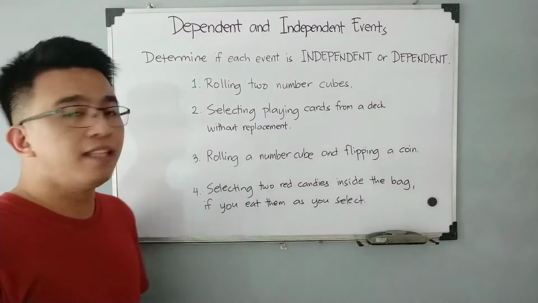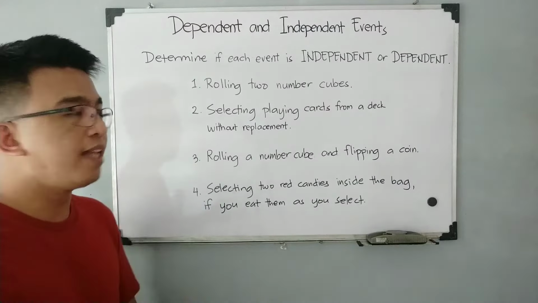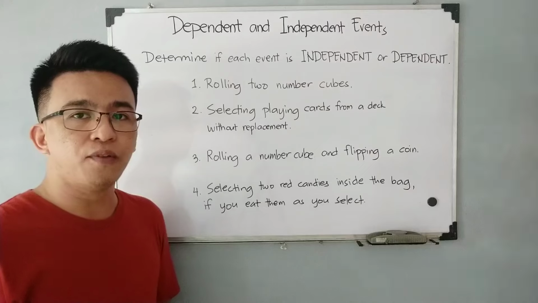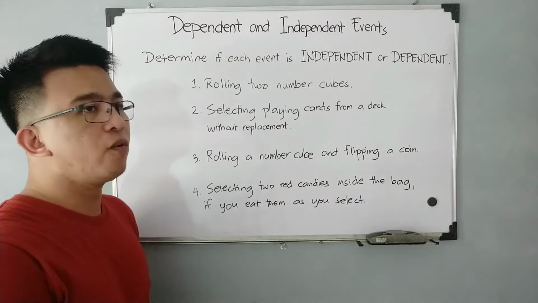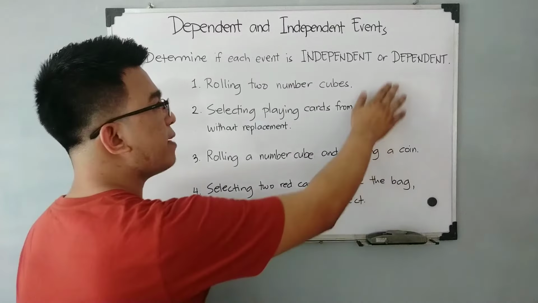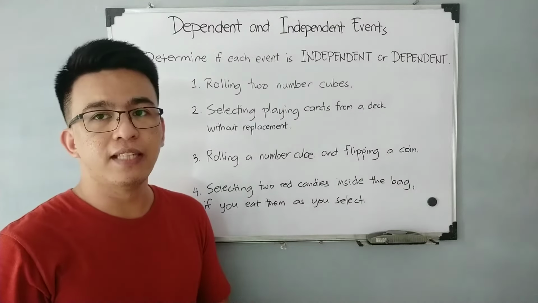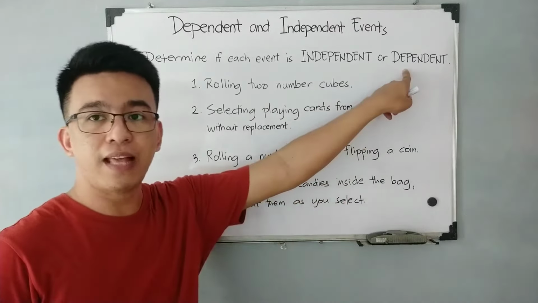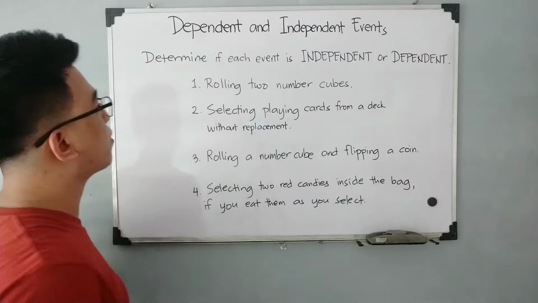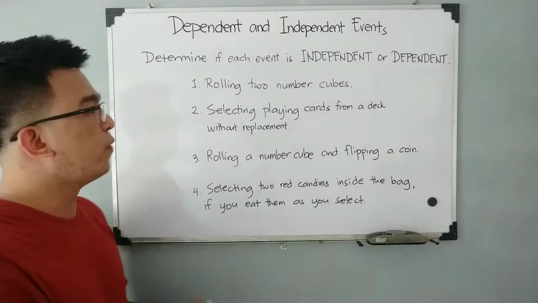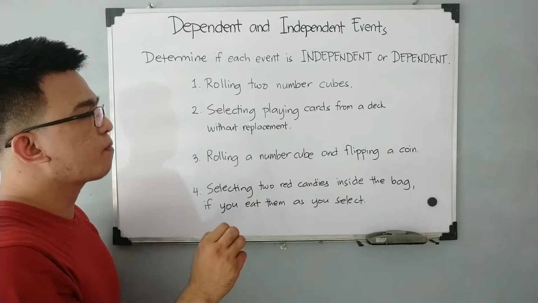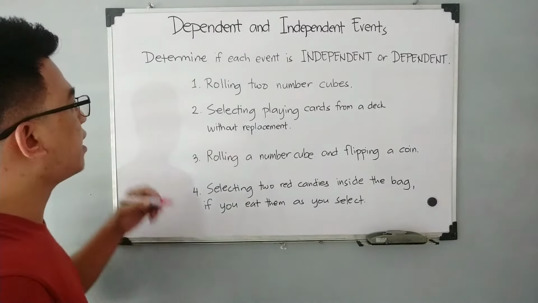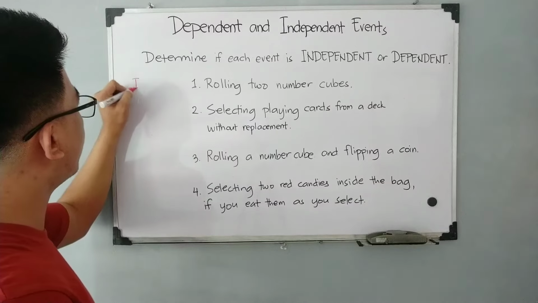Determine if each event is independent or dependent. Again, let me remind you, when we say independent event, these are events that do not affect the outcome of the other event, and it is the one with replacement. When it comes to dependent events, these are events that affect the outcome of the next event, and it is the one without replacement. So let's have item number 1. Rolling 2 number cubes. We have no condition that we will remove one cube or anything. So automatically, this one will fall under independent.